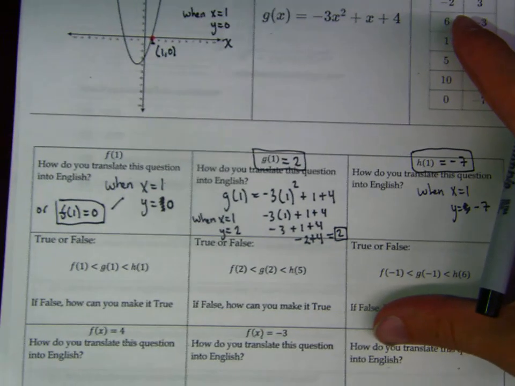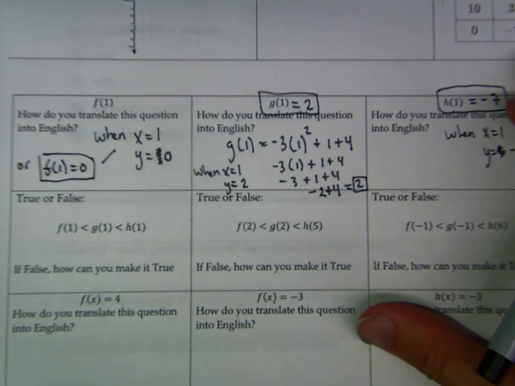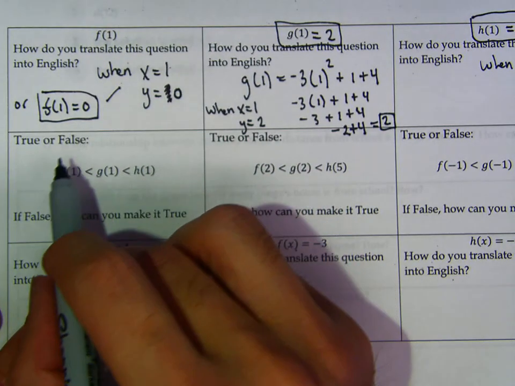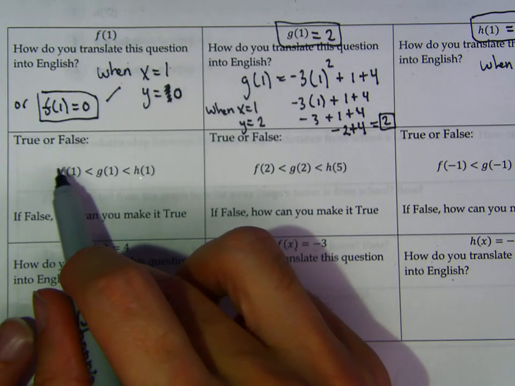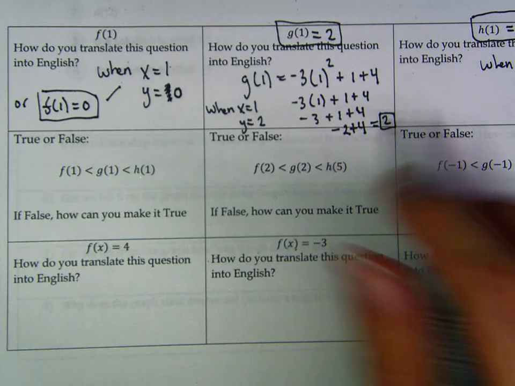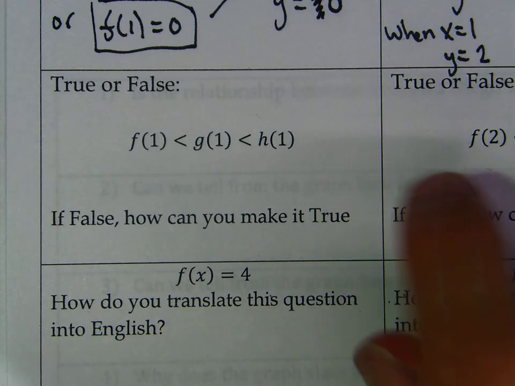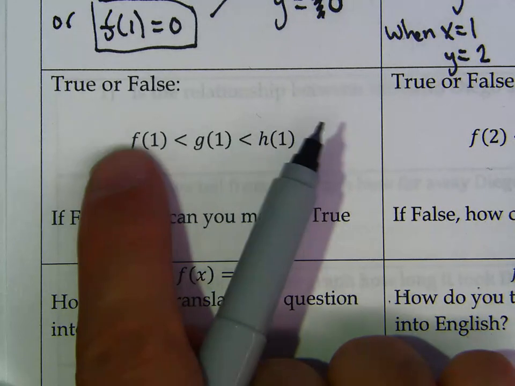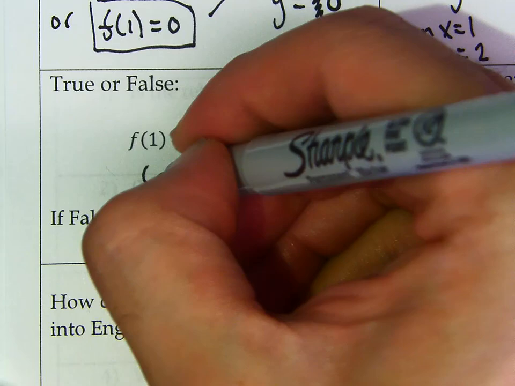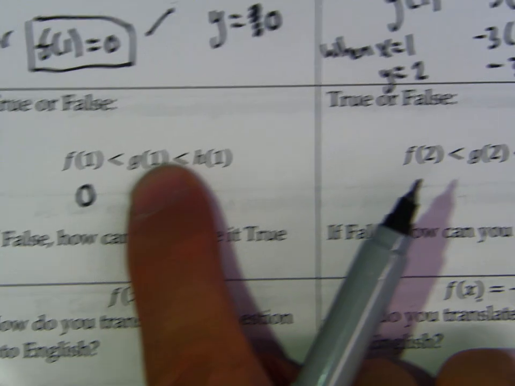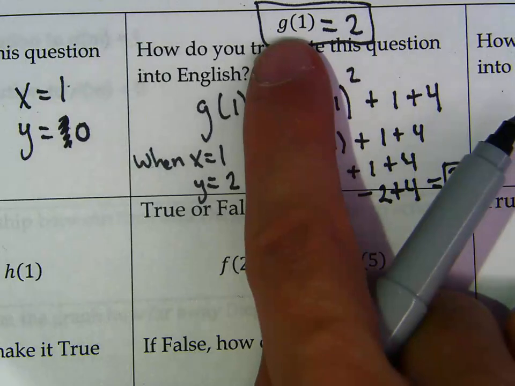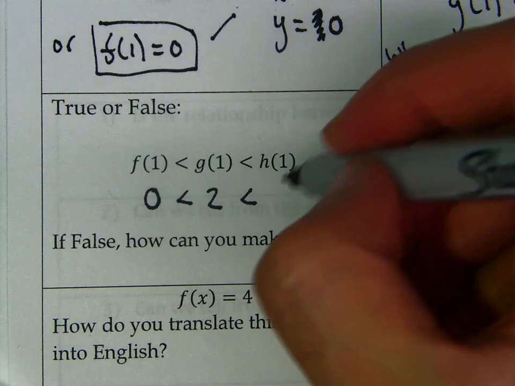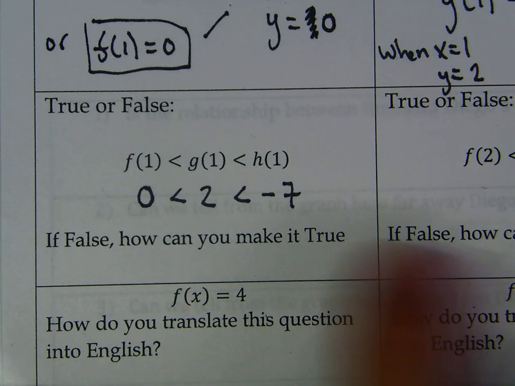Now, let's take a look. I'll show you one more question, and then I want you to work the rest on your own. So what is this question saying? It says true or false. It says, is f of 1 less than g of 1 less than h of 1? So let's see, what does this say, true or false? Well, notice, what did you get for f of 1? Notice f of 1 was 0. What did you get for g of 1? Notice that for g of 1, we got 2. Well, what did you get for h of 1? It was negative 7, right? Because we just got that.